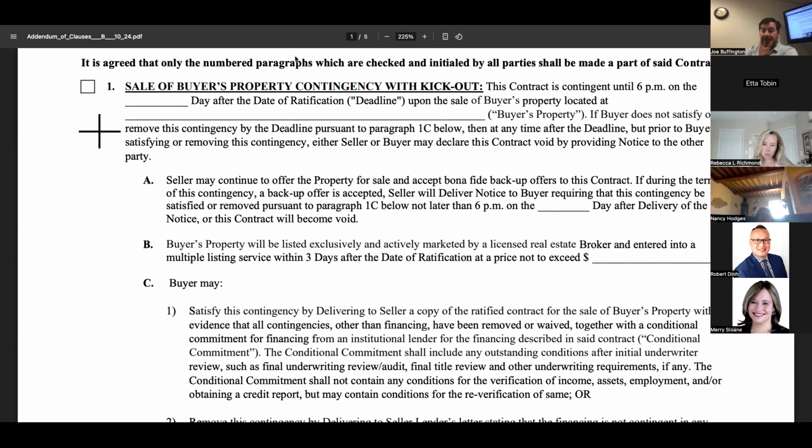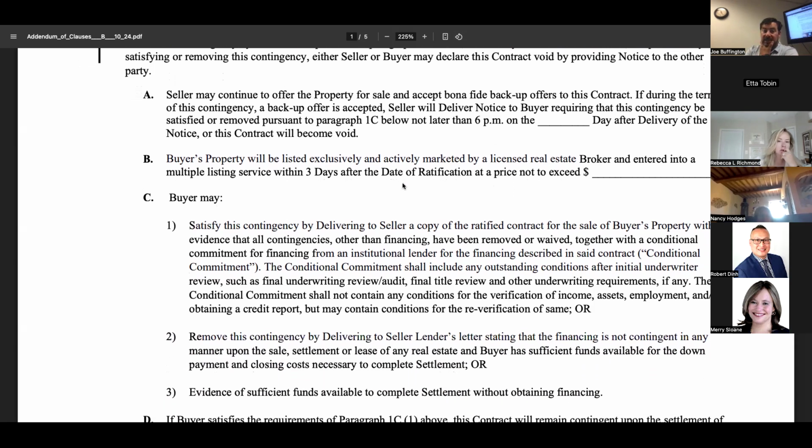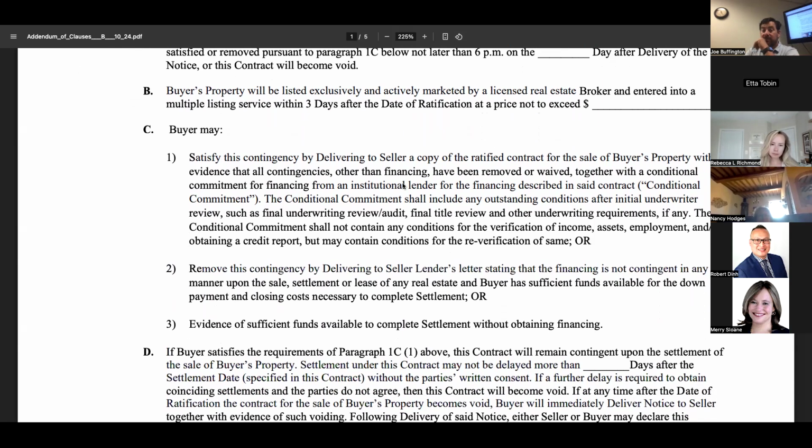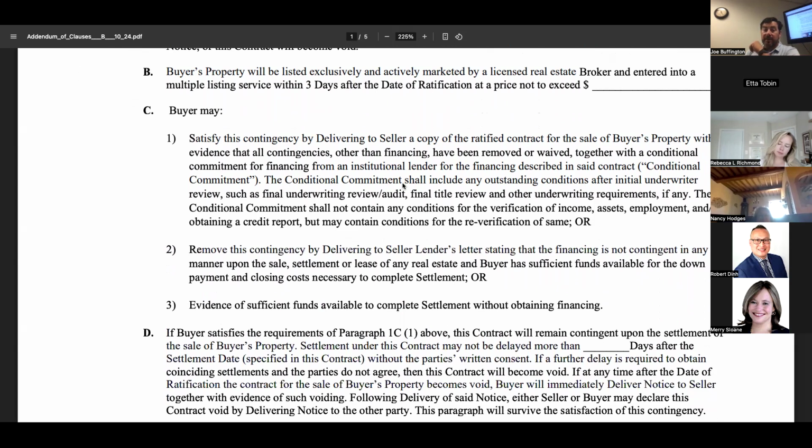So, all right, C. This is the paragraph they keep referring to as 1C. This is how the buyer satisfies this contingency. There are 3 ways to do it. Number one, they satisfy the contingency by delivering to the seller a copy of a ratified contract with evidence that all contingencies other than financing have been removed or waived, together with a conditional commitment for financing from an institutional lender from the financing described in said contract.